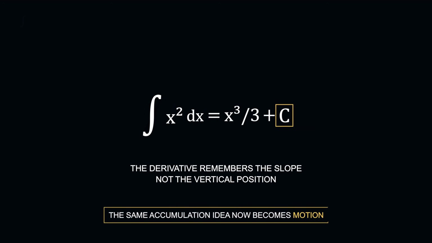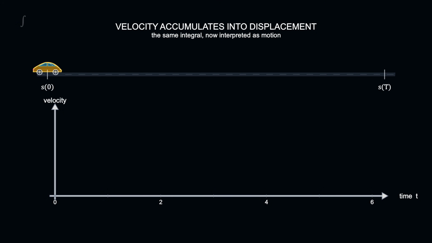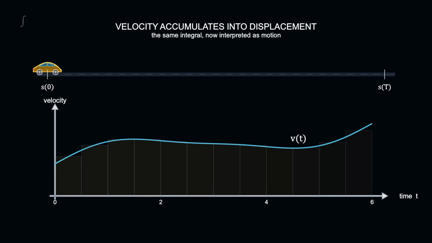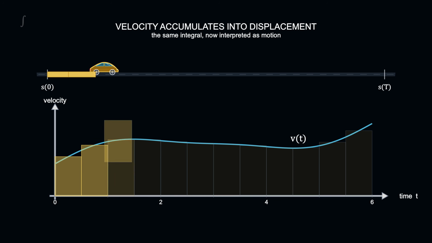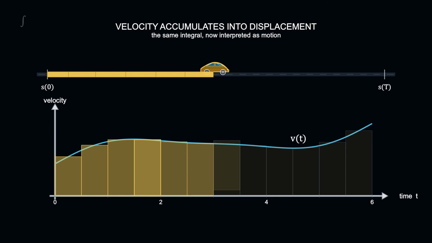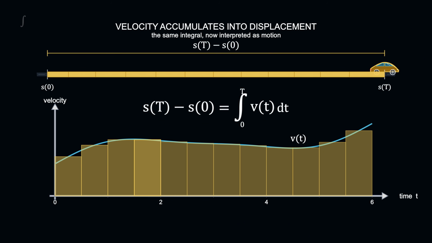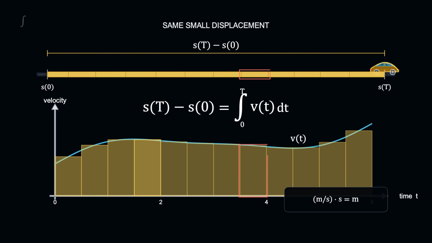The same idea of integration appears far beyond geometric area. Suppose v of t represents the velocity of a moving car. During a very short time interval, dt, the car travels approximately v of t multiplied by dt. Adding all of these small distances over time gives the total distance traveled. The units confirm the idea. Meters per second multiplied by seconds gives meters.